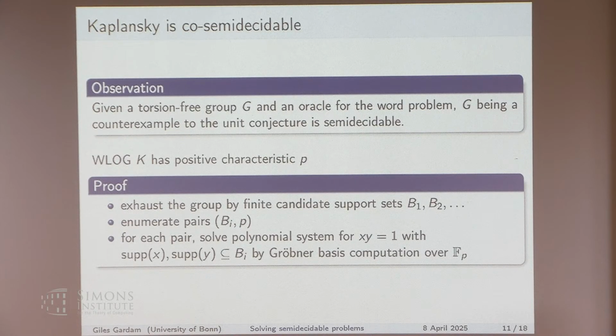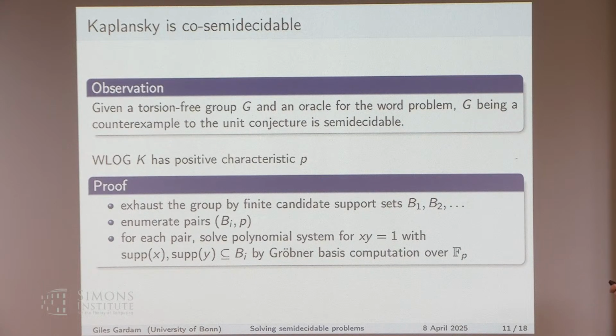Okay. So this is all good and well. I know theoretically, if I have access to a group with solvable word problem, or with a solution to its word problem, and it's torsion-free, then if it is a counterexample, I can just run this naive algorithm that will eventually produce it. But of course, that's very far from being able to do that in practice.